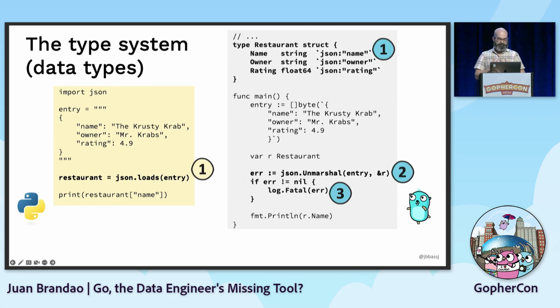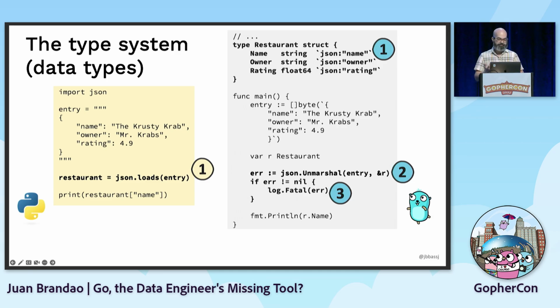The type system for the data types. Go forces you to think about data types and strictly defined schemas, with the benefit of moving many errors from runtime errors to compile time errors, which is important when you're building mission-critical infrastructure.